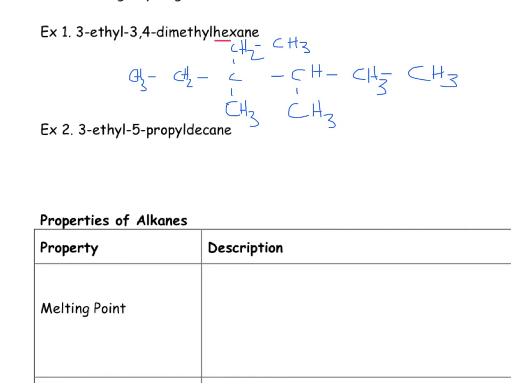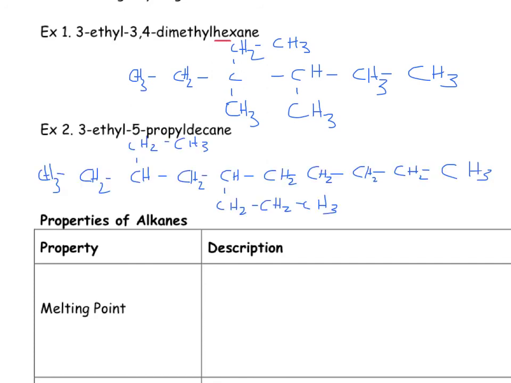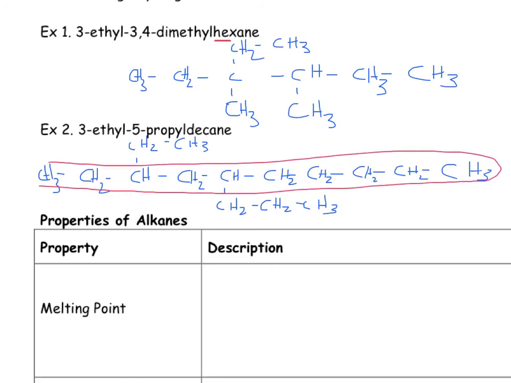I want you to try out example 2. Draw 3-ethyl 5-propyl decane. So here's the answer for example 2. Because my root is dec, I should have 10 carbons in my main chain. And I need to have an ethyl group, which is 2 carbons long, on carbon number 3. And prop means 3, so I need a 3 carbon group on carbon number 5.